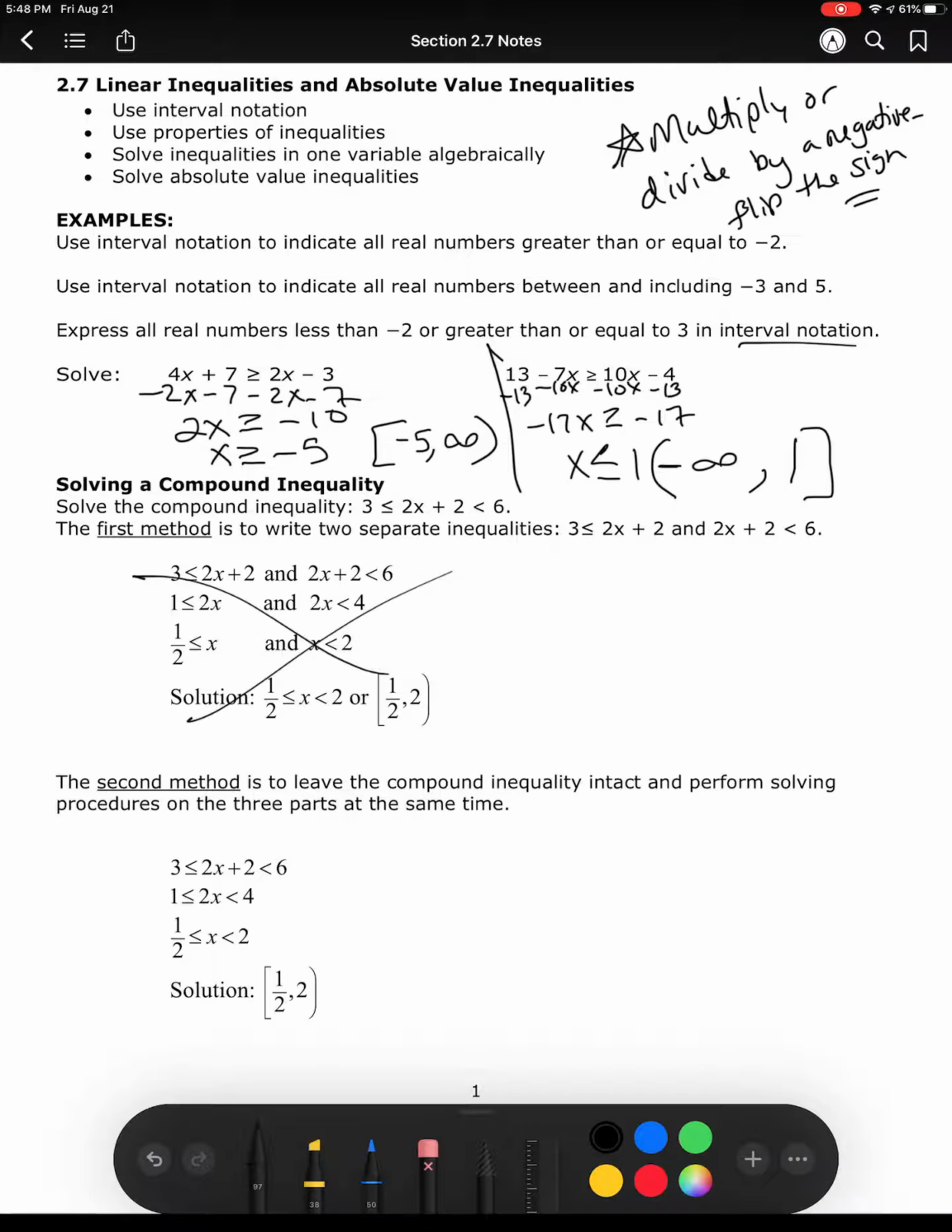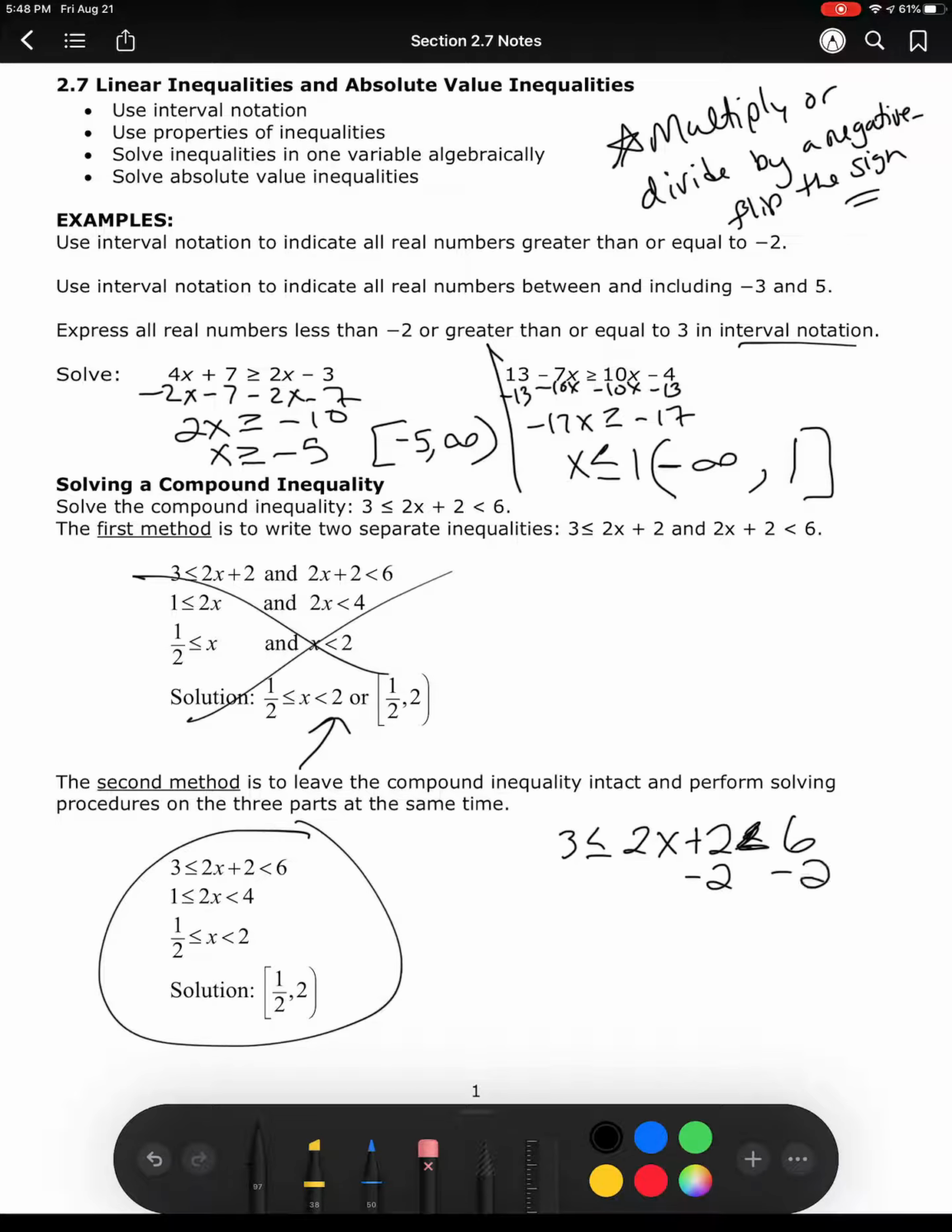Compound inequalities, I never separate it. I think that's way too confusing. I would use this method, but if you like that one, then go ahead. Because it's just more straightforward. Whatever you're doing to the middle, you do to the two ends. Like if I subtract 2 in the middle, I gotta subtract 2 everywhere.